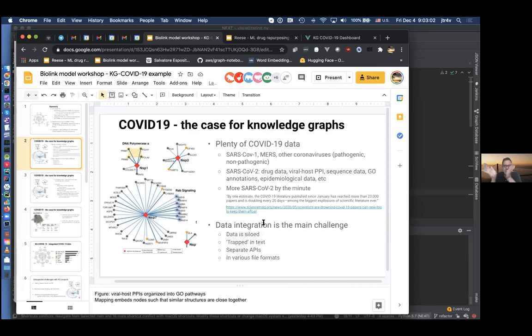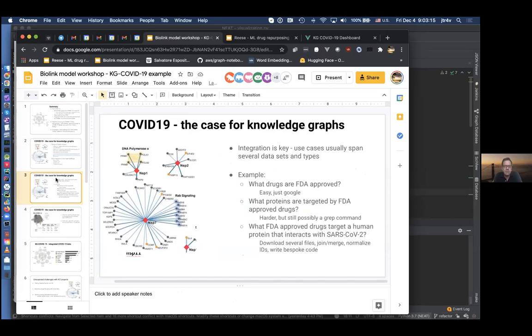And so the lack of data is definitely not the problem. The challenge here was integration of data. It tends, of course, to be siloed and trapped in PDFs or behind APIs, and everybody has their own file format they represent the data in. And so integration really was, we think, the name of the game.